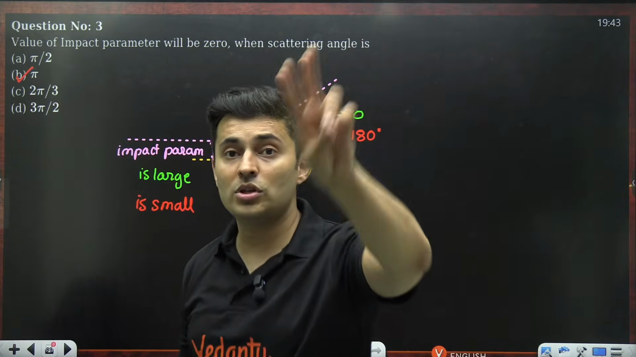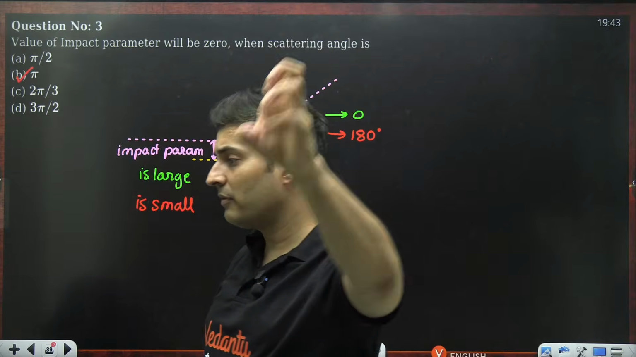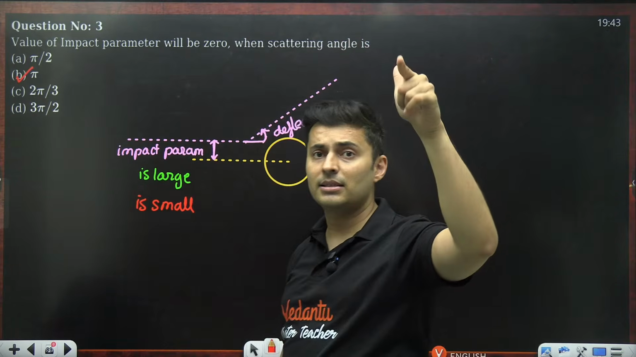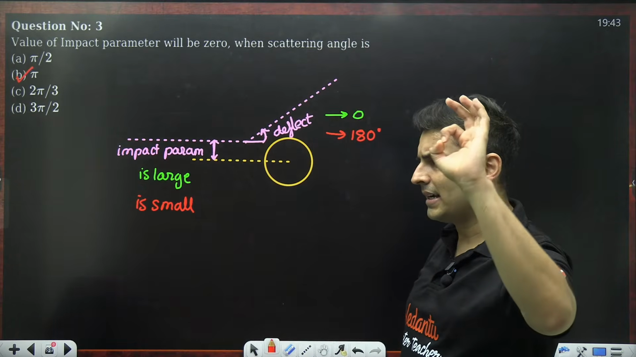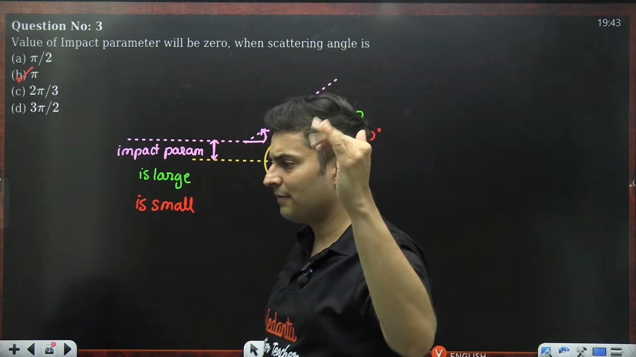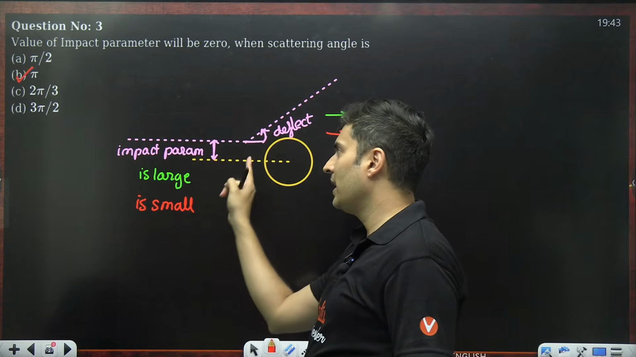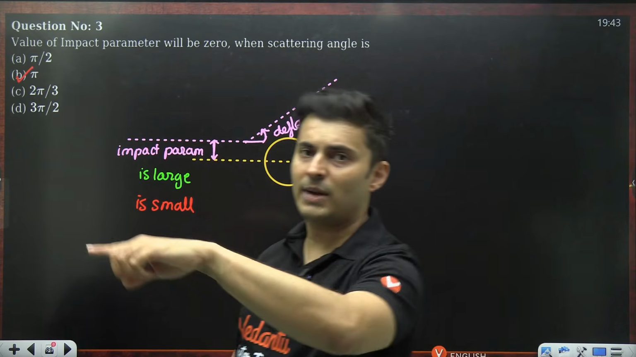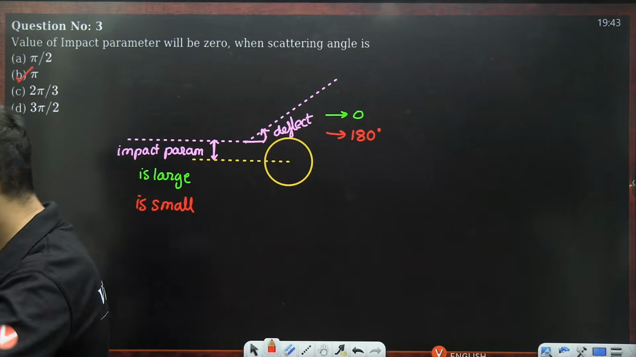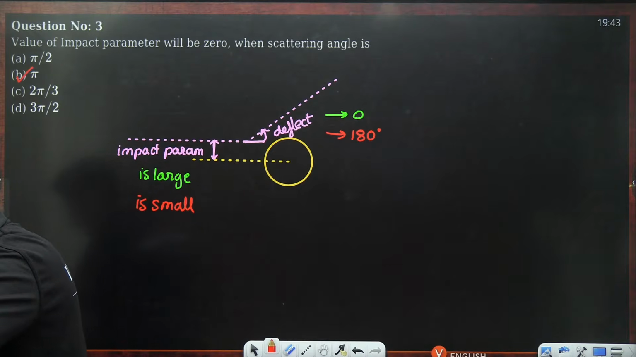So both kinds of questions can come. What will happen if impact parameter is large? Then the deflection or scattering angle will be zero. But if impact parameter is small, it will be like a head-on collision and it will get U-turned and deflect back by 180 degrees. Cool, everyone? Yeah, pakka.